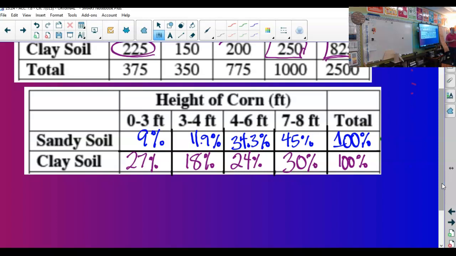Sorry, say it again. It's super loud. For what? What are you saying better for? So you're saying clay soil is better for taller plants. I don't know if I agree. I feel like sandy. What's making you say that? Like, a clay soil, like at 7 to 8 feet, it has 30%.